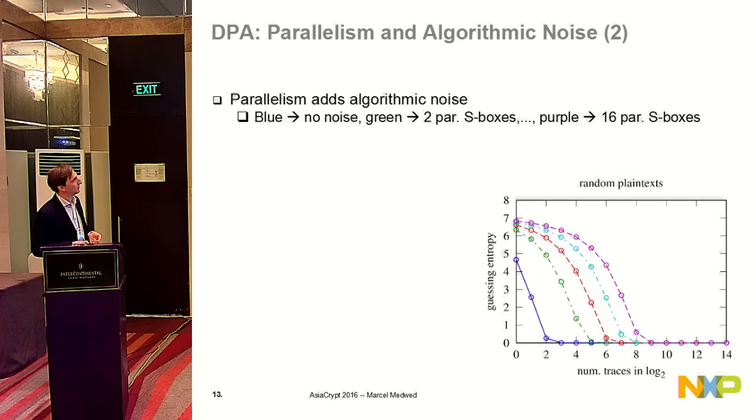So the purple one refers to a fully parallel AES implementation. The blue one, there is no algorithmic noise at all. And apart from the fact that algorithmic noise increases the number of needed traces, security decreases exponentially with the number of traces you have.